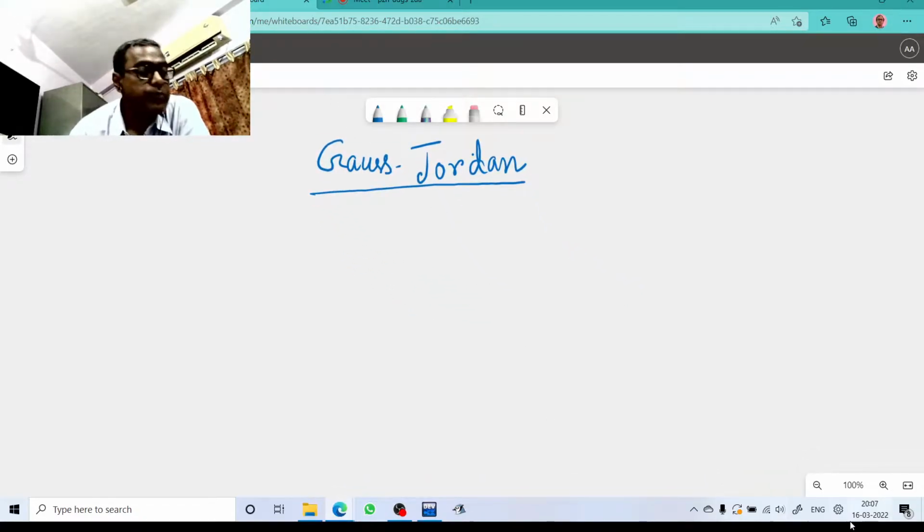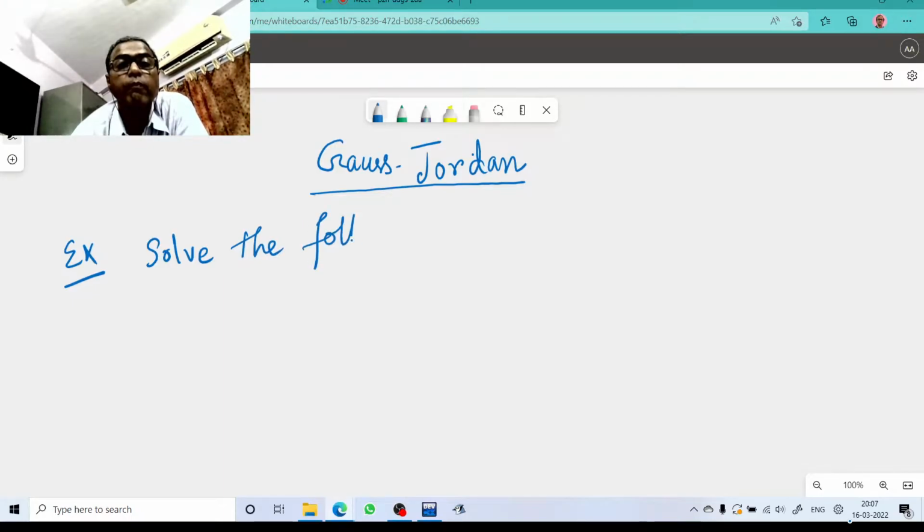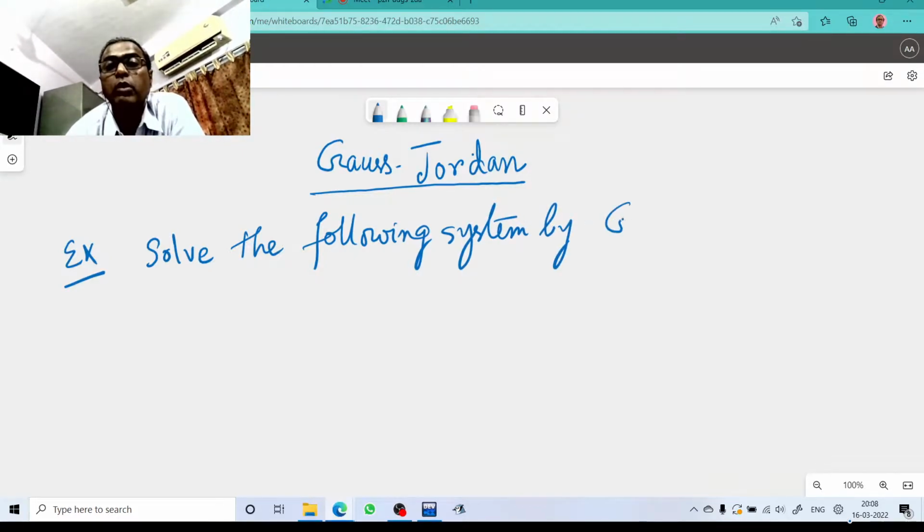Gauss-Jordan method. First, we consider an example. Solve the following system by Gauss-Jordan method.